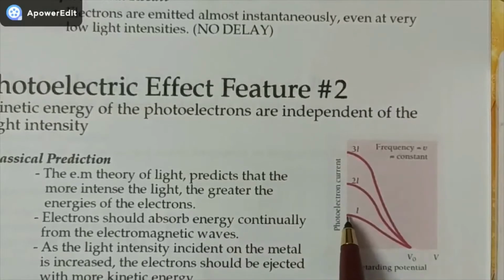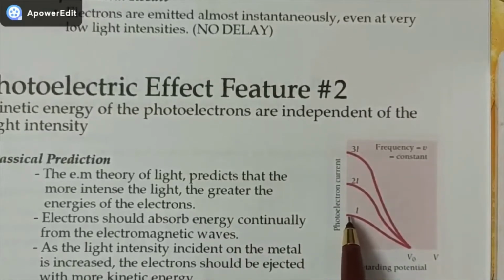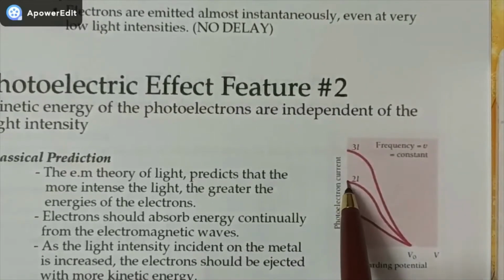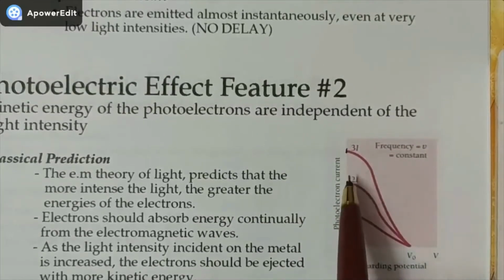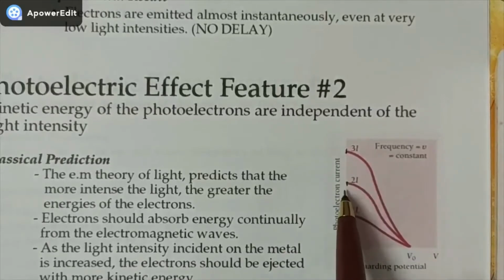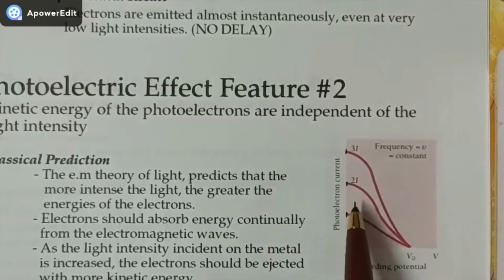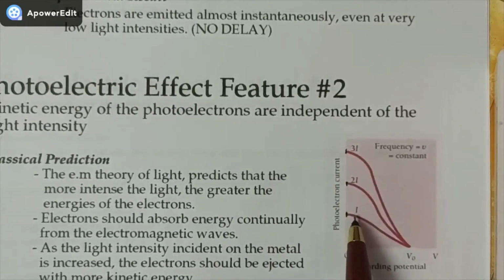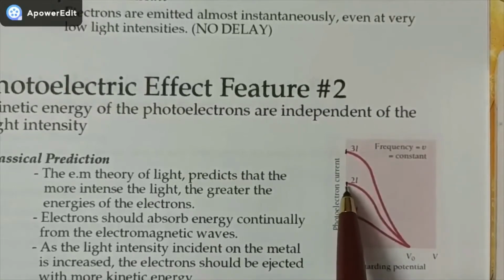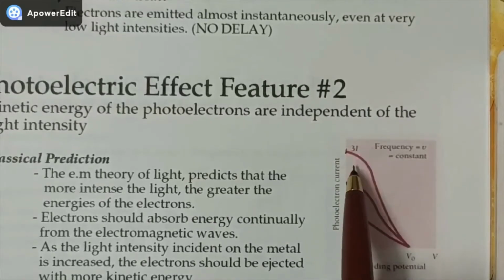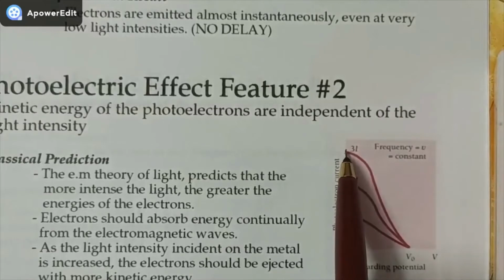So when light with a certain brightness I is falling on the surface, the photoelectron current is this amount. And then if I increase the brightness, the current increases. Naturally, when the current is being increased, that means the number of photoelectrons coming out of the metallic surface with this brightness is more than with the lower brightness. In this case more electrons are coming, therefore there is more current.